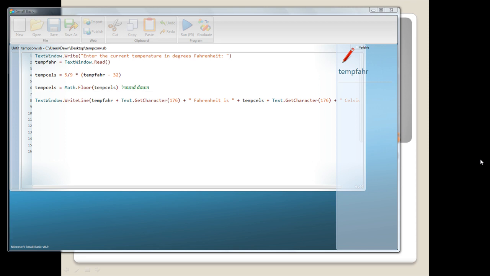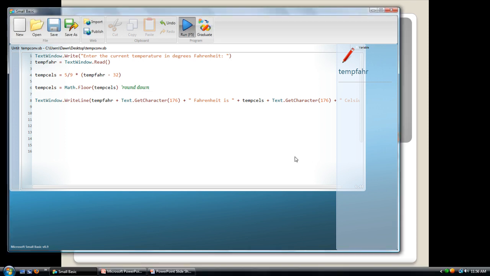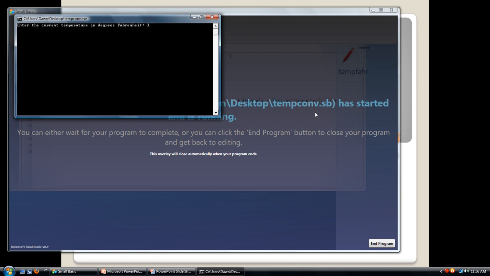So looking at the temperature converter program, there is one more thing at play here that I'd like to discuss. I'm going to run the program real quick, and I'm going to enter 32 degrees Fahrenheit, which we all know is 0 degrees Celsius, and it works.